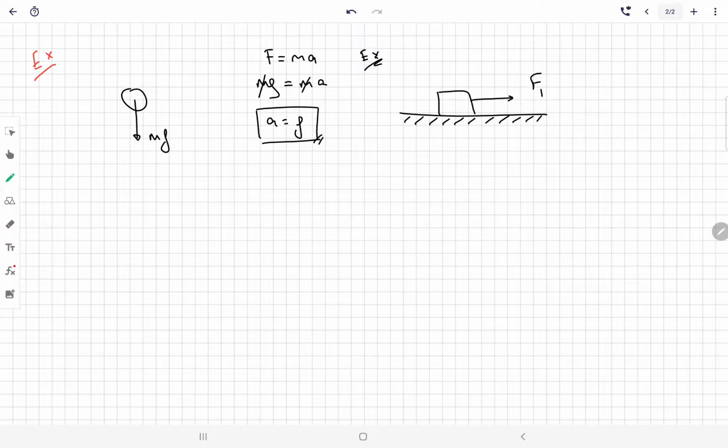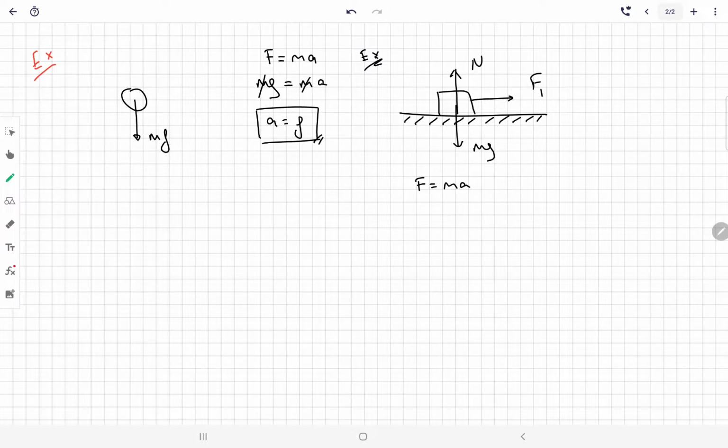Now let's come to the free body diagram. Downward we have mg. There is a contact between this object and surface. It means there is a contact force or reaction force upward, let's call it N. That's all, no friction force. Now let's apply F equal to ma.